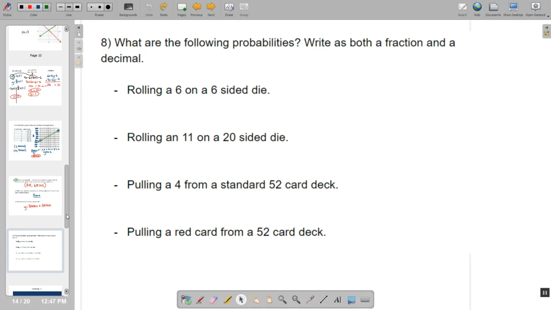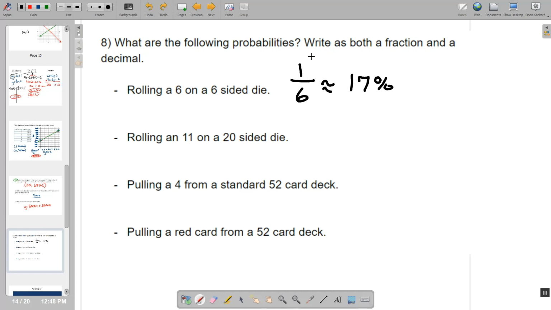We're getting down to the nitty-gritty here. We have 3 questions left. A couple of them are going to be pretty quick, and one of them is going to be pretty difficult. So we're going to do one of the quick ones right away, which is what are the following probabilities, which we covered in 7th grade. Well, rolling a 6 on a 6-sided die. Well, there is 1 6 on a 6-sided die, so it's 1 out of 6, which is roughly 17%.